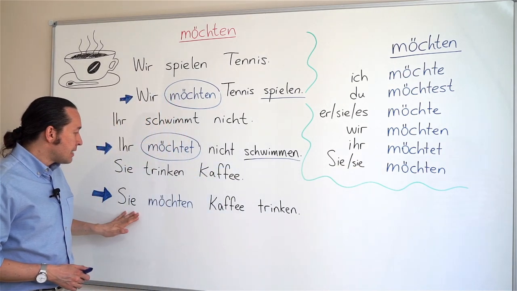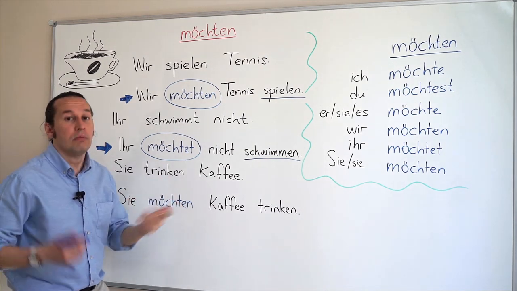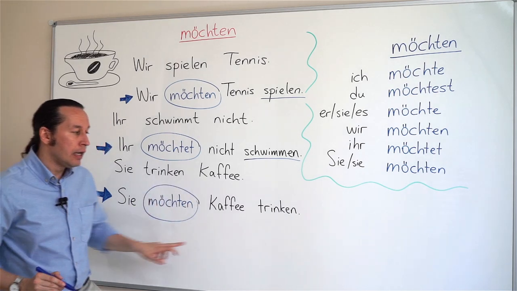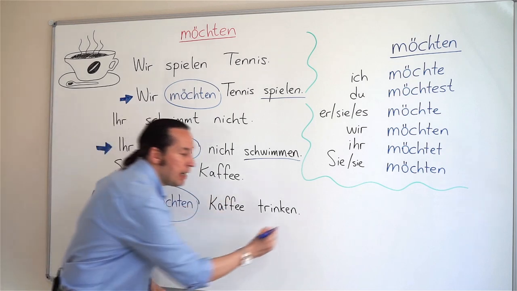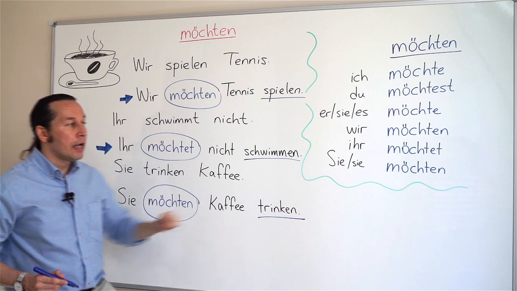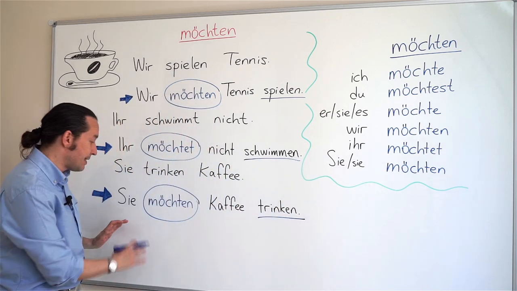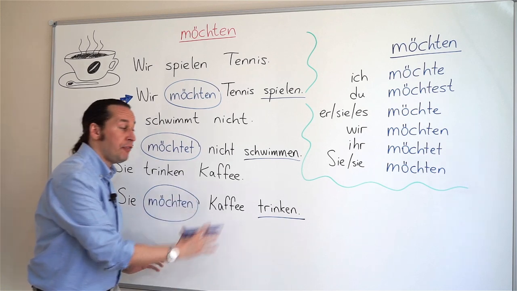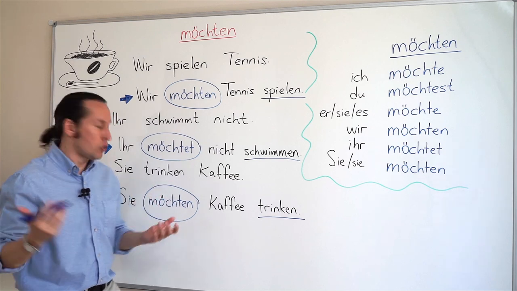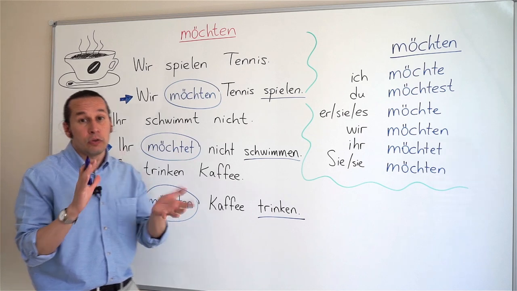So, as I say, sie trinken Kaffee, you drink coffee. I would say you want to drink coffee. Trinken here remains the same. It will be in the infinitive form. So, here it is conjugated as möchten. It remains the same. So I'll say then, sie möchten Kaffee trinken. You want to drink coffee. Or this could also be, they want to drink coffee, according to the meaning.